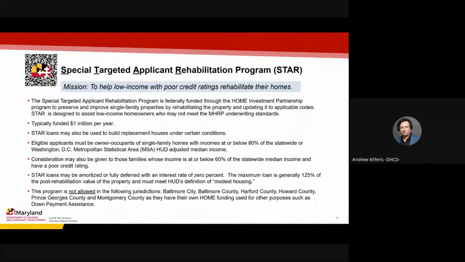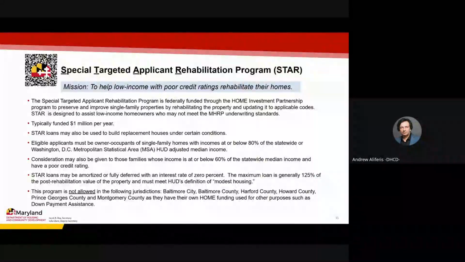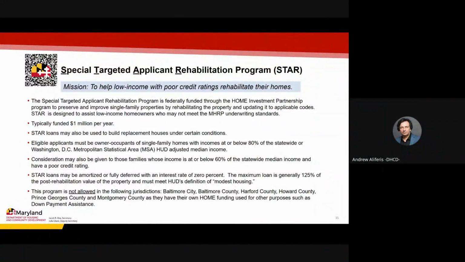The Special Targeted Applicant Rehabilitation Program is the STAR program that's funded to us through HUD. Their cap on the funding is 125% of the equity of the house. This is the only program that we have that can tear a house down to the foundation and build it from scratch. Now that is not something you necessarily would want to do with a historic structure, but this program is also a way of addressing health and safety issues, using federal money. Next slide.